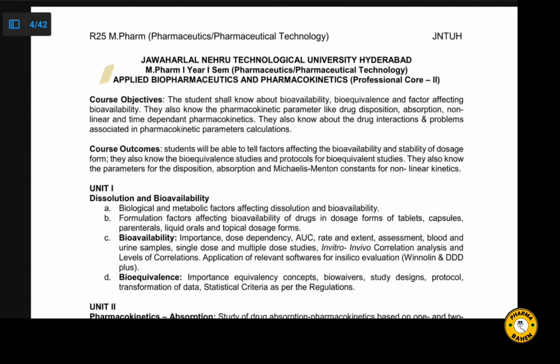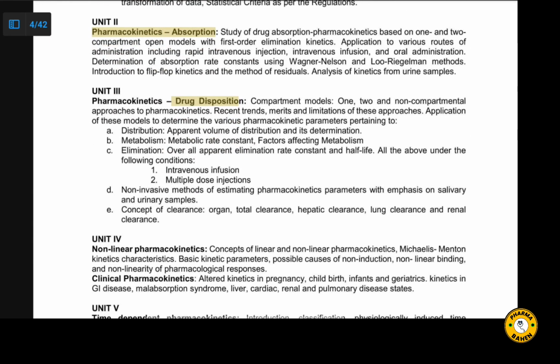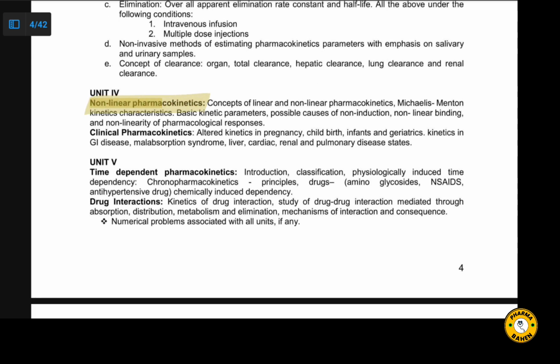Then we have Applied Biopharmaceutics and Pharmacokinetics. In this we have dissolution and bioavailability, bioequivalence, pharmacokinetic absorption, drug disposition, non-linear pharmacokinetics, clinical kinetics, and time-dependent pharmacokinetics, drug interactions.